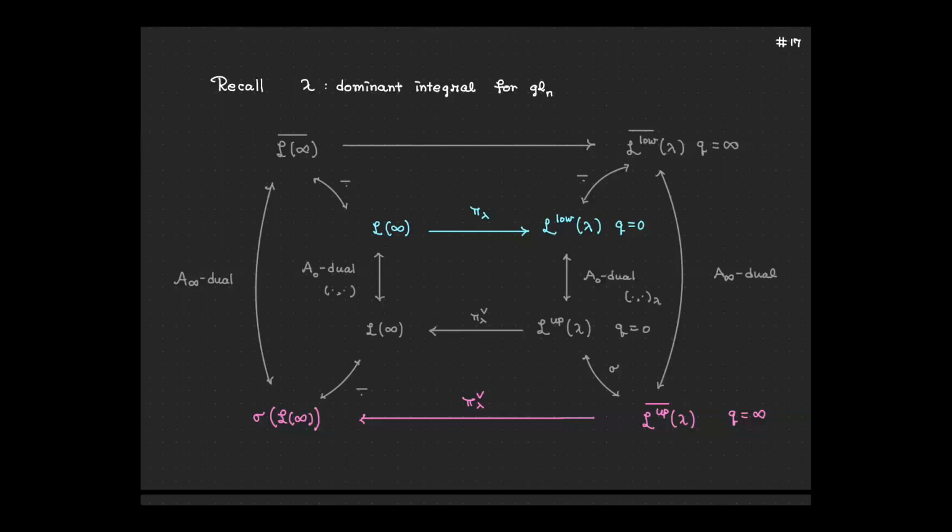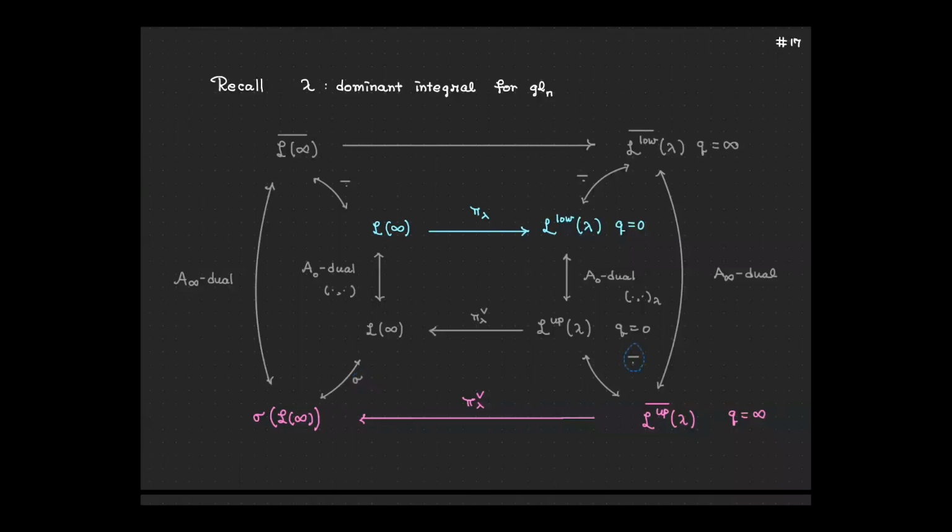So here the L infinity and L infinity bar is the correspondence between q equals 0 and q equals infinity. And also we can take the A0 dual over L infinity, but it is itself. And also we can take the bar involution, it's okay. At q equals infinity, no.